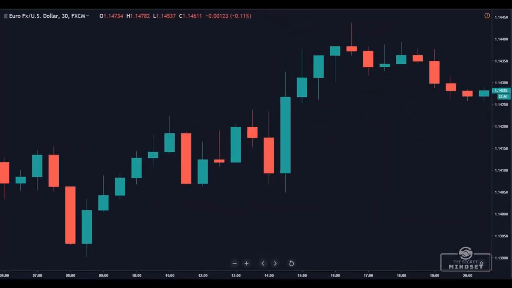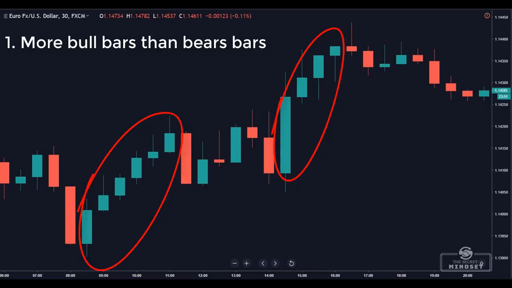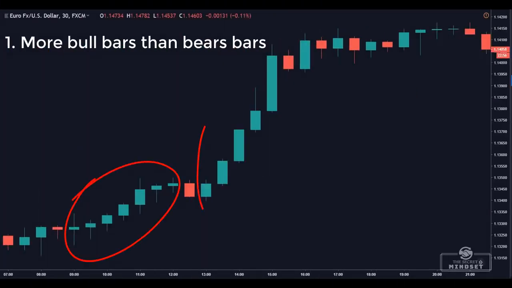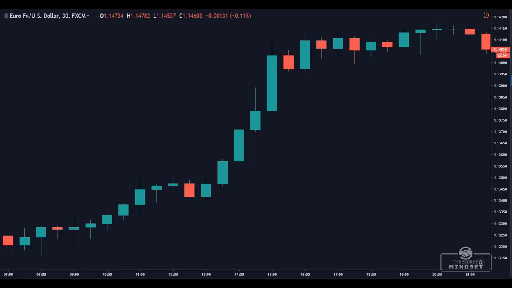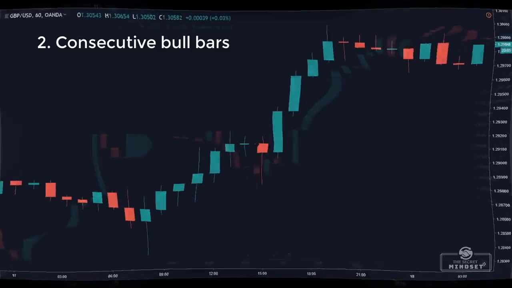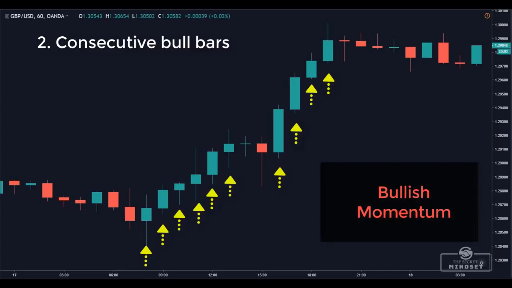A market controlled by bulls is often characterized by the following bar patterns. First, the obvious one is that we have more bull bars than bear bars. When we see this on our charts, this means that the bulls have more power and are increasingly moving the market upwards. Also, we will see consecutive bull bars. Consecutive bull bars is a clear indication of a bullish momentum.